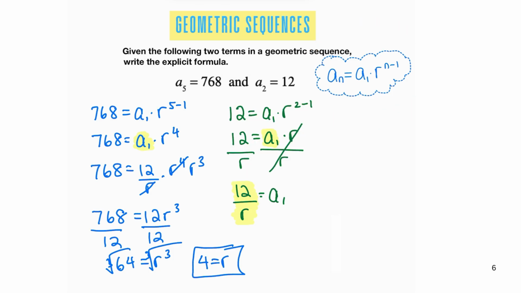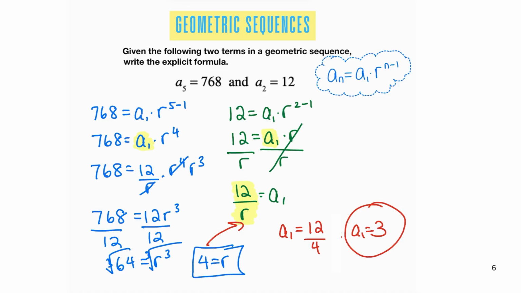But we can very easily find the first term now, because if I look right above my r, I have a sub 1 isolated in an equation. So I can replace my r now with 4. So I know that a sub 1 is equal to 12 over 4. So a sub 1 is 3.